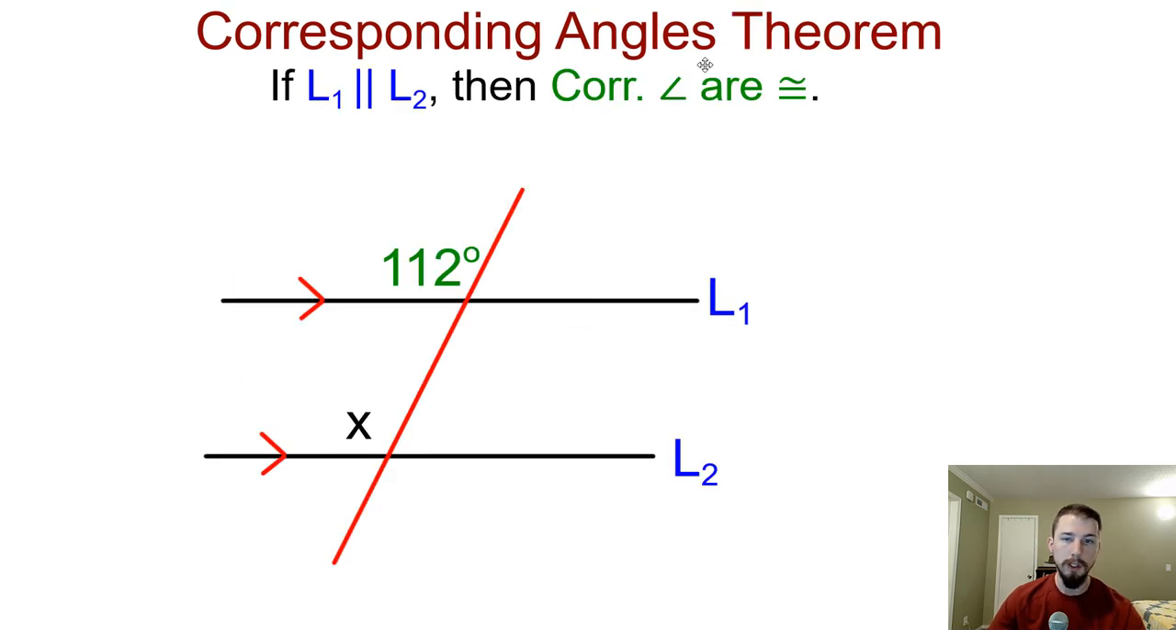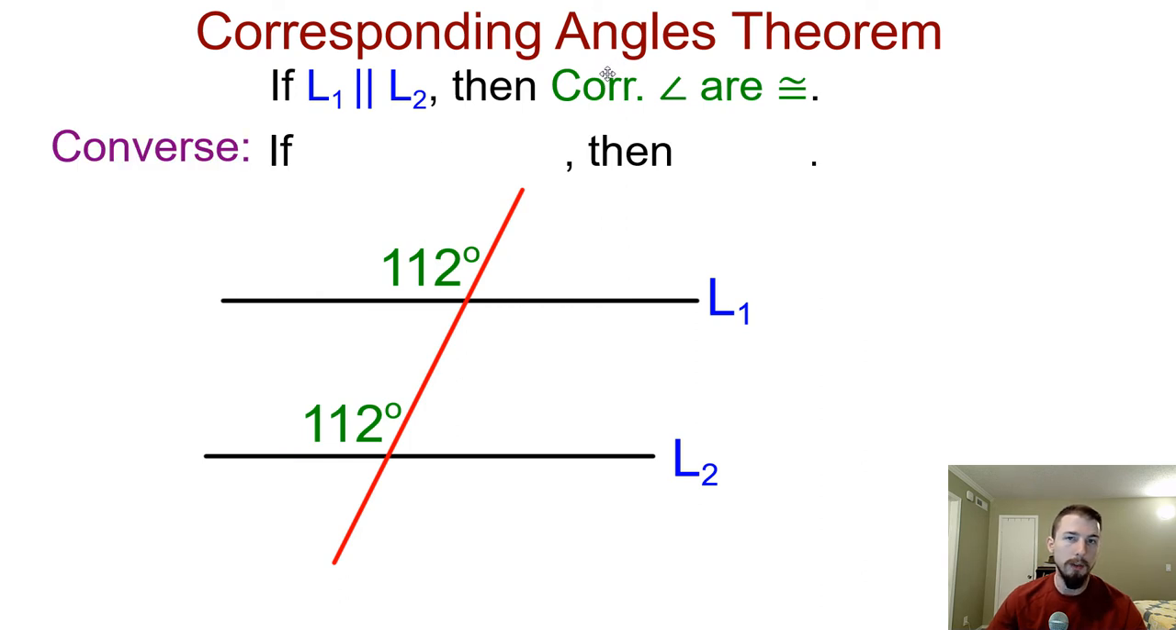All right, so the corresponding angles theorem is actually a conditional statement that says that if the lines are parallel, and they are from the markings here, then we know the corresponding angles are congruent. So this top left angle has to be the same as this congruent top left angle, so that would be 112. Now we can use the converse of this statement to prove lines parallel.